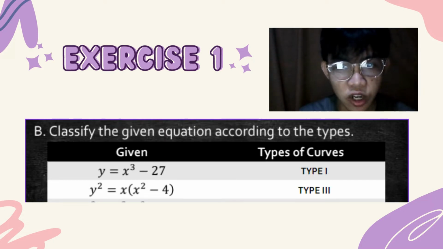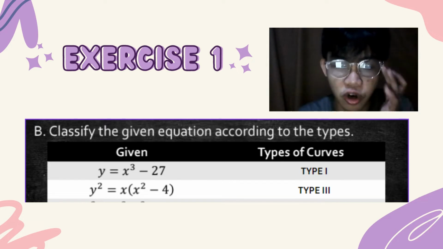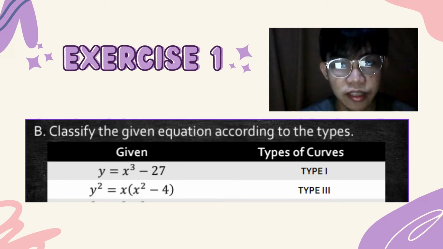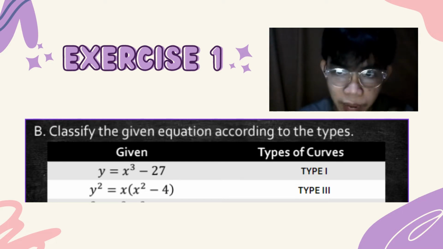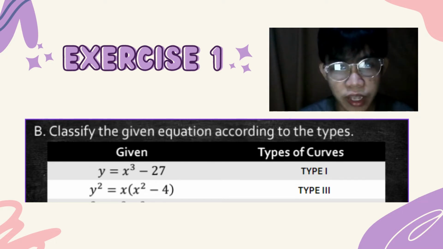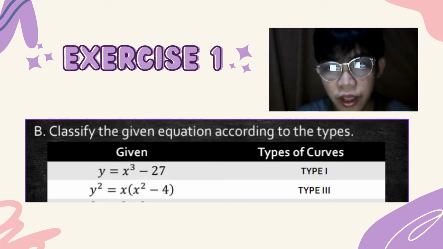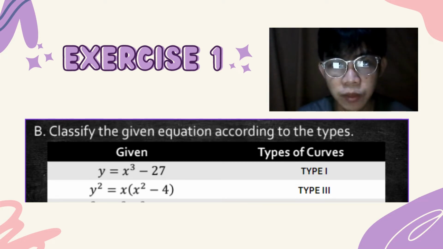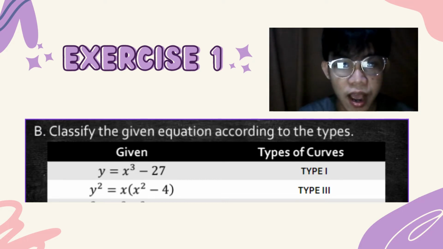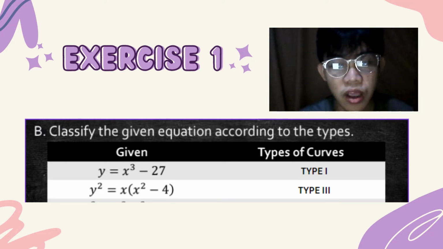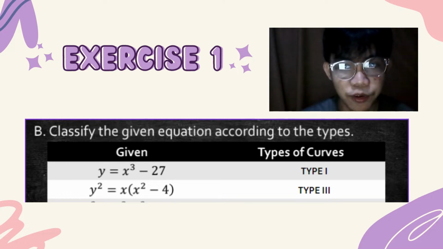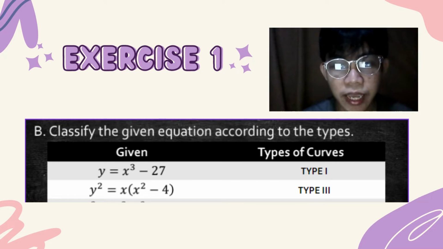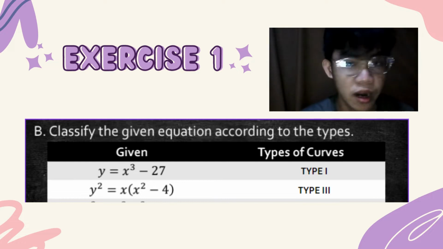The second task is all about classifying the given equation according to its type. So we can say that the type of y equals x cubed minus 27 is type 1 as it is expressed as y equals p of x. Another, y squared equals x times quantity of x squared minus 4, is type 3 because it follows y squared equals p of x. So as you can see, types 1 and 3 are almost similar except for their y and y squared. Same with type 2 and type 4.